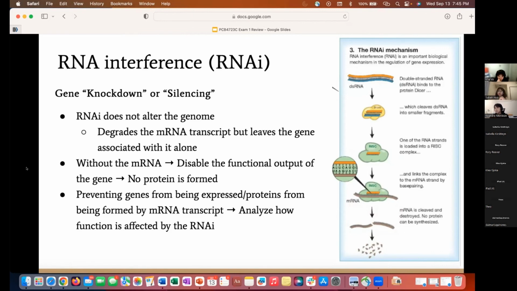What it does is destroy the mRNA transcript, which is basically the encoded message for a protein, but it leaves the gene associated with the mRNA alone, right? And without that mRNA transcript, you are essentially disabling the functional output of a gene. Because of that, no protein is formed. By preventing these genes from being expressed, you can analyze how a physiological process or function may be affected in the absence of a protein. Next slide.